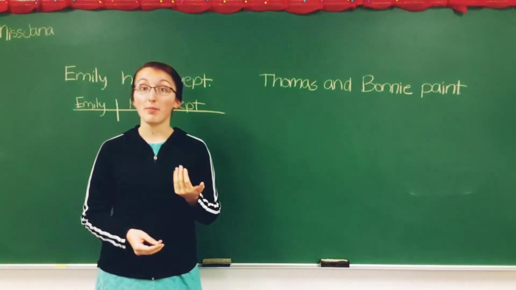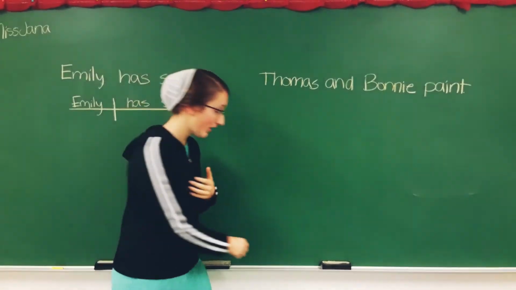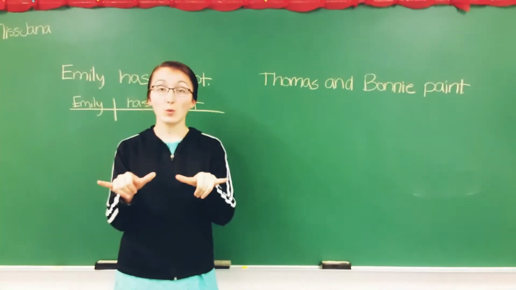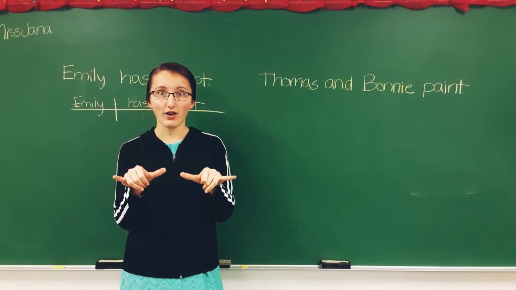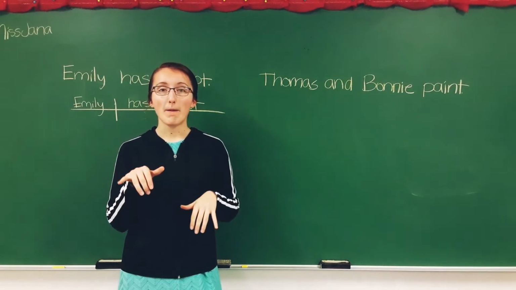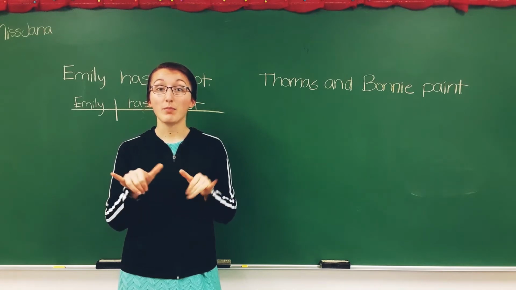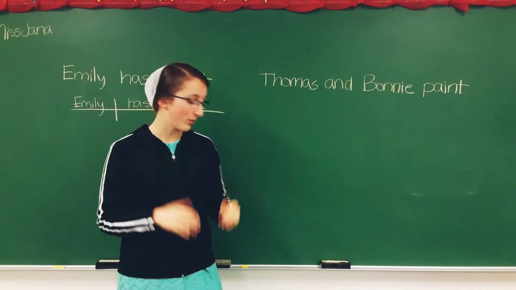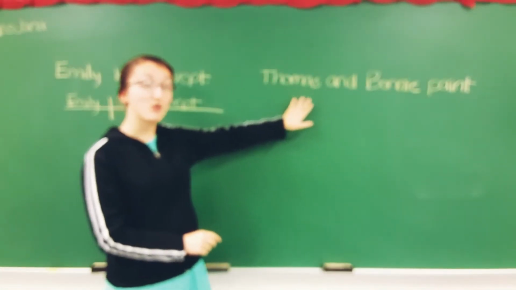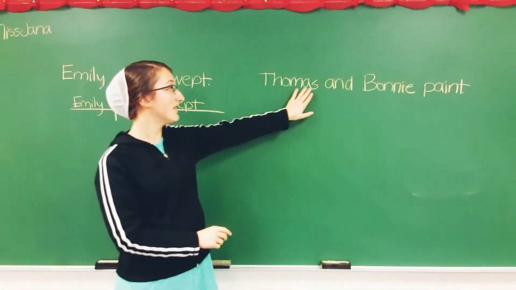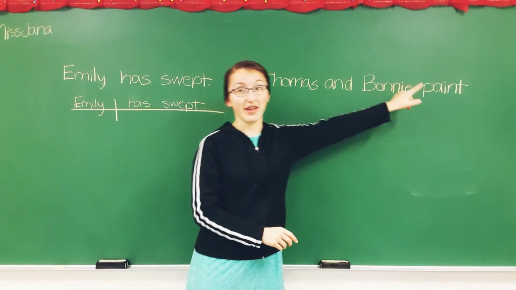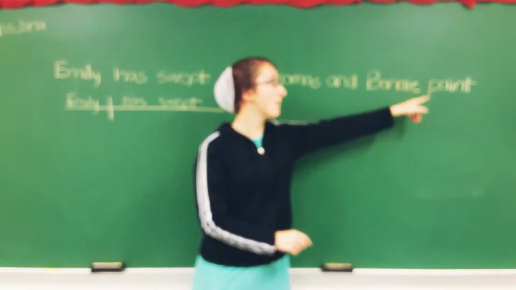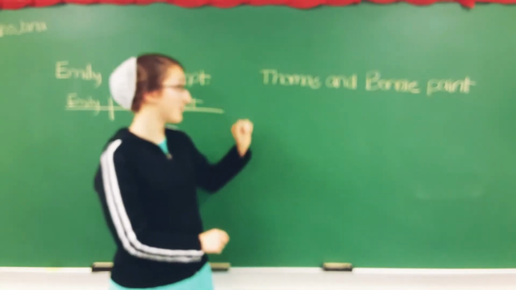And you can also think of a compound word, like backyard. A compound word is two words put together. So backyard, or kick and ball, two different words put together. But this one is a compound subject. So that means we have two subjects, Thomas and Bonnie, and they're the ones that are both doing the action. So Thomas and Bonnie paint. Paint is the verb. That's what they're doing.